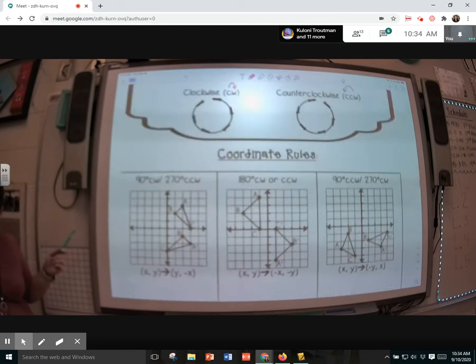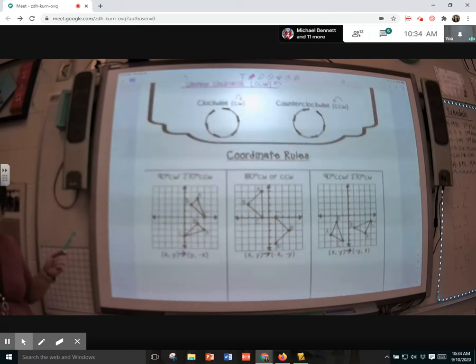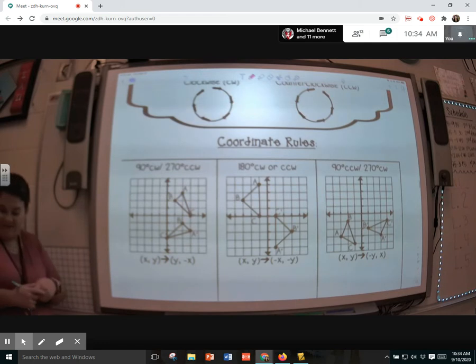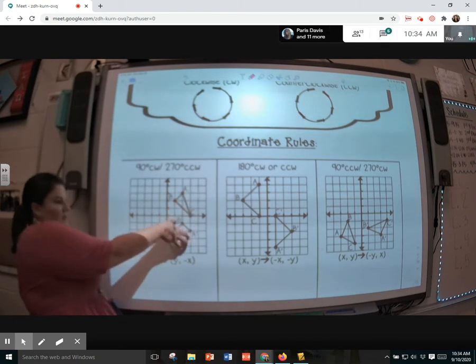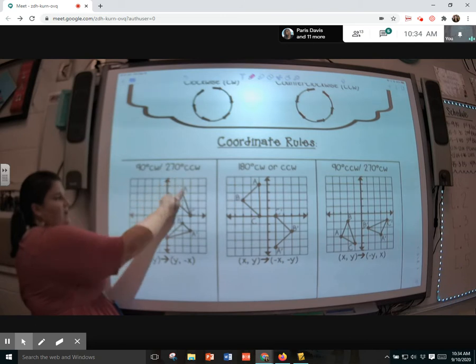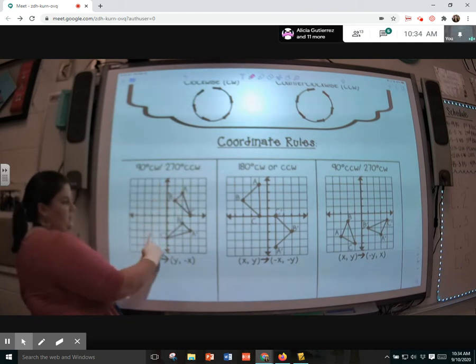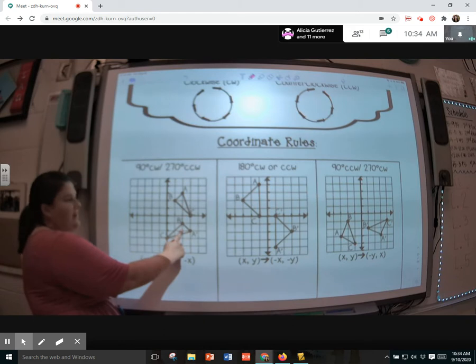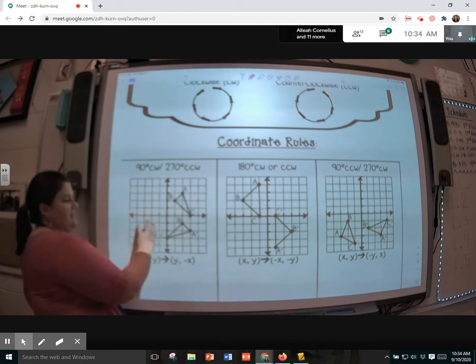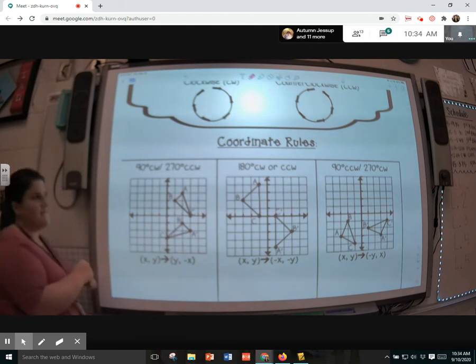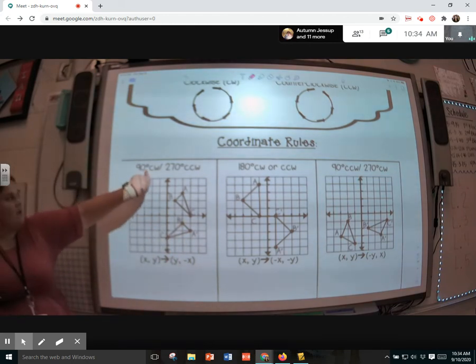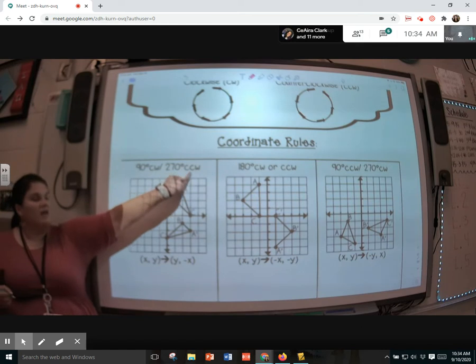So, if you look down at the bottom, if I take this shape right here and I rotate it 90 degrees clockwise, I'm going to rotate it once this way. If I rotated it 270 clockwise, I'd go 1, 2, 3, ending up in the same spot. Each one of these quadrants is a 90-degree quadrant, because these are right angles right in there. So with a 90-degree clockwise, it's the same as 270 counterclockwise.